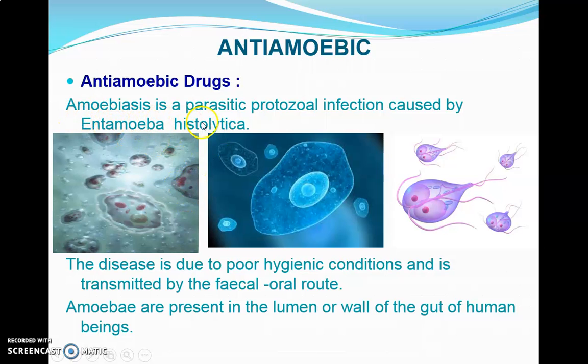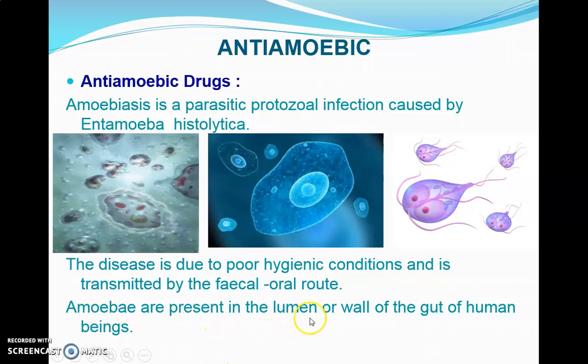Entamoeba histolytica is one of the protozoa, and these are all microscopic images of Entamoeba histolytica, all three including the trophozoite stage. The disease caused by Entamoeba histolytica is called amoebiasis. The disease is due to poor hygienic conditions and is transmitted by the fecal oral route. So definitely the mode of transmission for this disease is the fecal oral route.